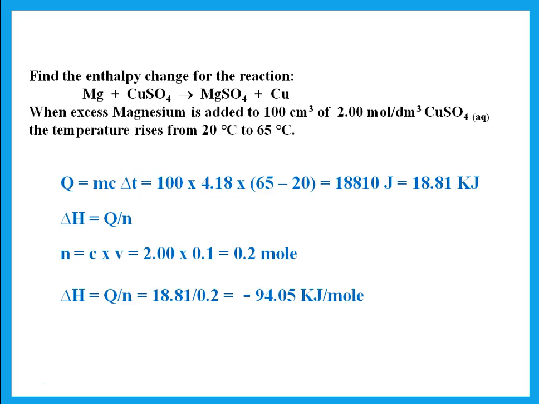But I'm going to remind you that delta H must have a sign. So we're dividing 18.81 by 0.2. I got 94. Now, why am I writing a minus? Why did I say that delta H is a minus? Well, let's look at the reaction. What happened in the reaction? He said the temperature rises from 20 to 65. Now, when the temperature rises, that means it's an exothermic reaction. And we said for exothermic reactions, the delta H must be negative.